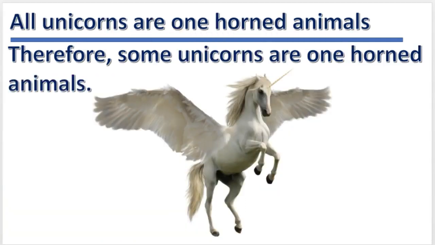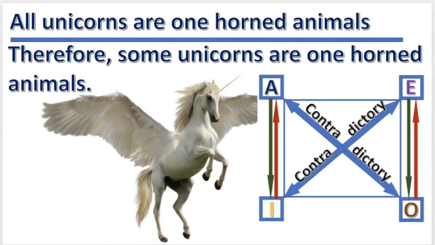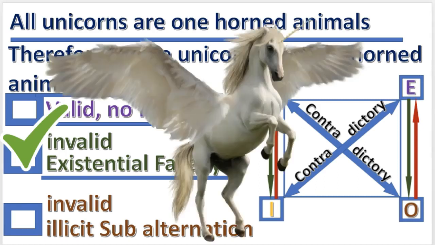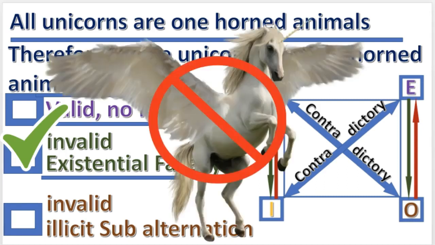And next practice problem. How is this inference to be evaluated? Press pause if you need to. The answer will appear in 3, 2, 1. Ding! Invalid. The existential fallacy is committed. Unicorns do not exist. Very good job on those practice problems.